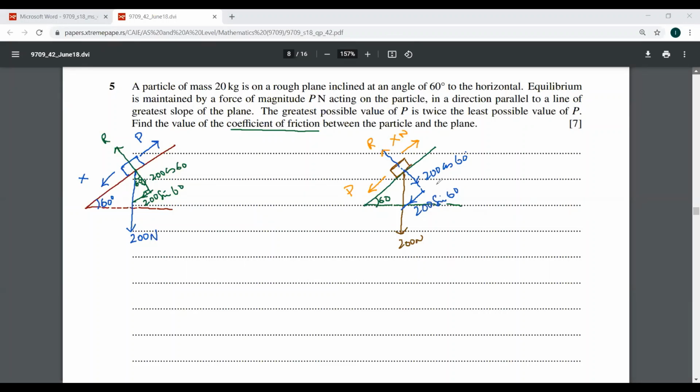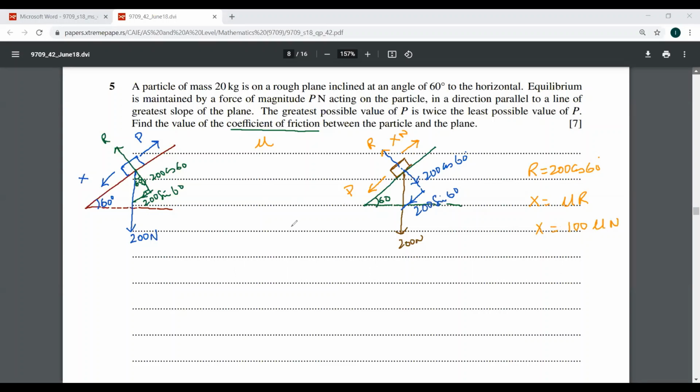Okay? Now, in both of these diagrams, you must be able to determine the value of R. So R is clearly 200 cos 60. R is going to be 200 cos 60. And if you keep this coefficient of friction as mu, then your X is going to be mu R, okay? So this is going to give you 100 mu. That is the frictional force over here.